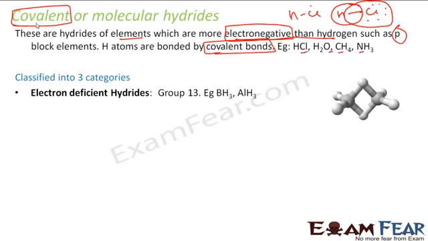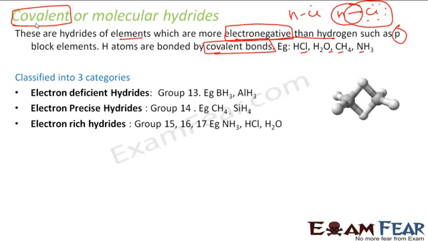Correct. And there are three categories. One is the electron deficient hydrides, which have fewer electrons. The other is the electron precise, and the other is the electron rich hydrides. So let's discuss this. First, electron deficient hydrides.